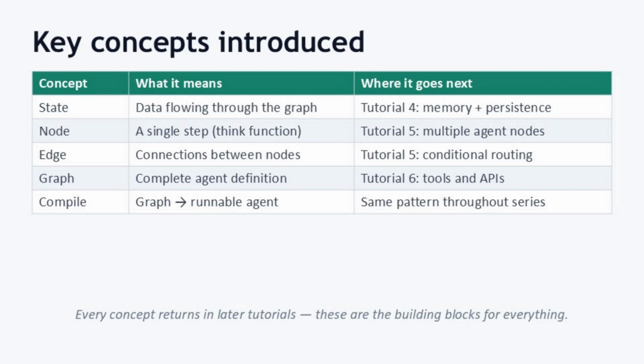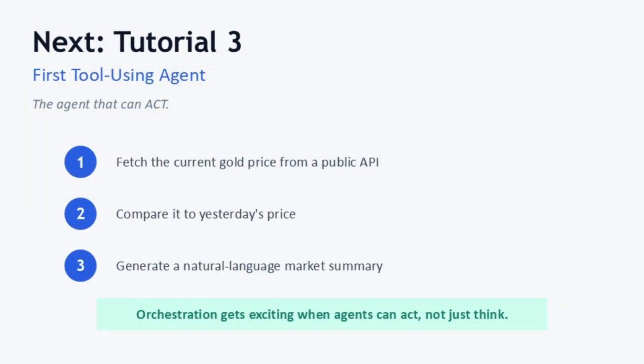Here are the 5 concepts we introduced today: state, node, edge, graph, and compile. Every single one of these will come back in later tutorials. State gets memory in Tutorial 4. We add multiple nodes in Tutorial 5. Edges become conditional. The agent decides which path to take. These building blocks are the foundation for everything.